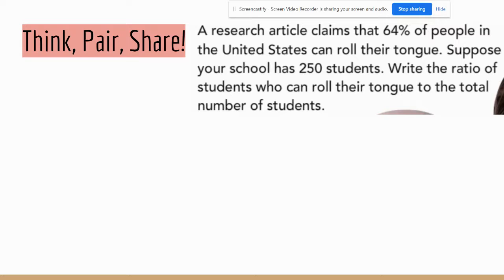A research article claims that 64% of people in the United States can roll their tongue. Your school has 250 students. Write the ratio of students who can roll their tongue to the total number of students. So write the ratio. So our end result is going to be a ratio. First, we need to find what is 64% of 250.